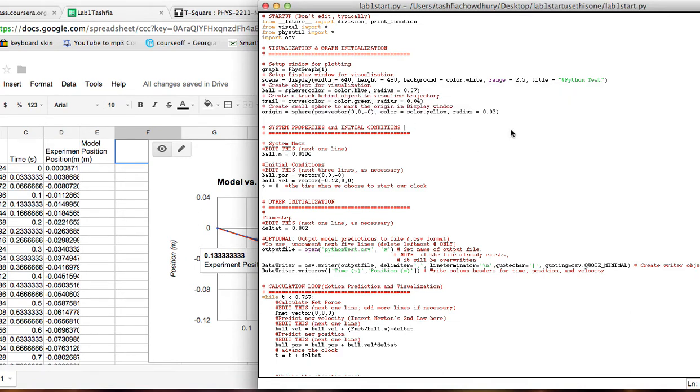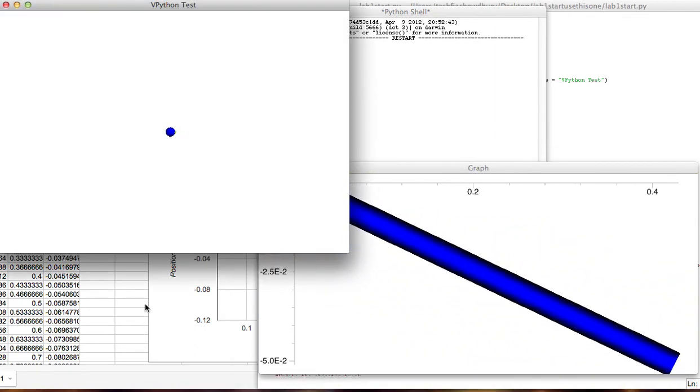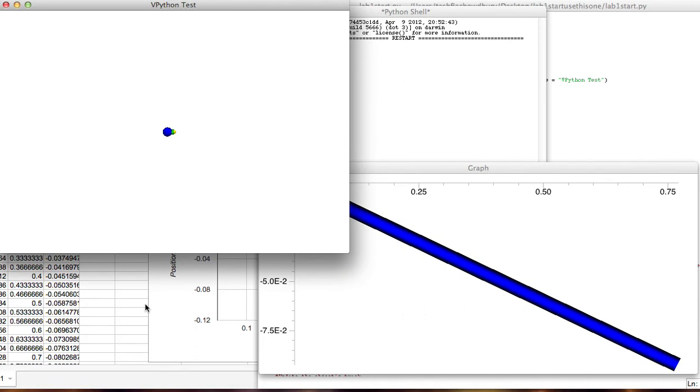Here's the test run for my model predicting the tube's velocity. As you can see, the time frame is very short, and it only shows a little motion.